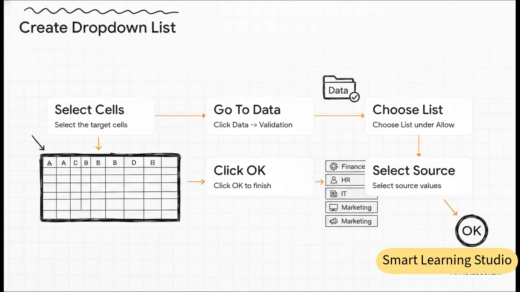Now, what's really interesting about this is how simple the setup truly is. Just follow these quick steps. Select your target cells, go up to Data, then Data Validation. Under the Allow criteria, you're just going to choose List. Then highlight your source values, so finance, HR, IT, and marketing, and hit OK. Boom. Just like that, users are selecting from a clean, pre-approved menu instead of typing it out themselves.